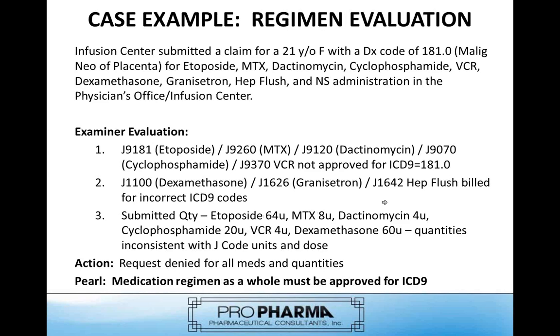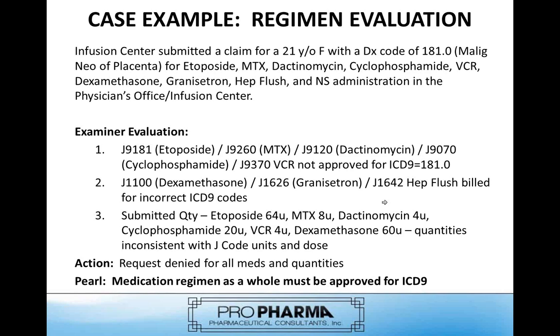The third example, and I have literally thousands of these, but I've just picked a few to give a point of what the issues are, is a regimen evaluation. An infusion center submitted a claim for a 21-year-old female with malignant neoplasm of the placenta. Sad case. The cocktail that was offered is not FDA approved, is not approved by the National Cancer Institute or NCCN, and so the regimen itself, not each individual drug, was denied because it wasn't a regimen for which there was data and approval for effectiveness and risk.